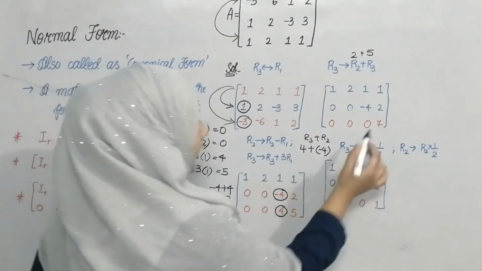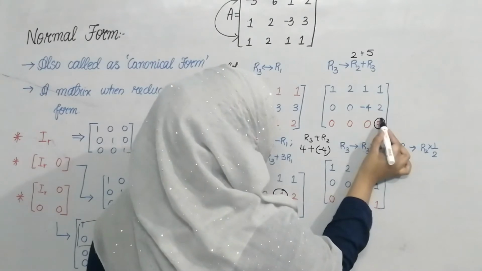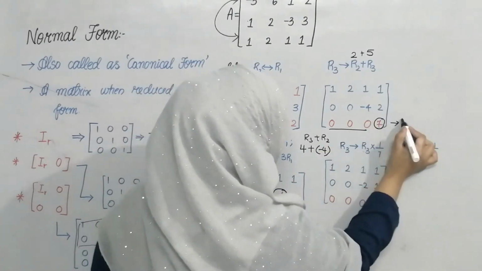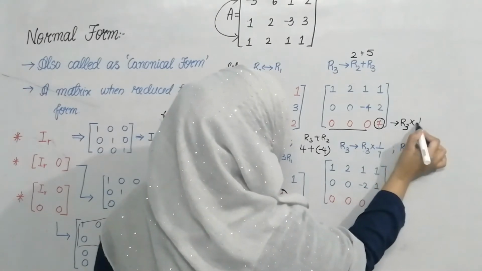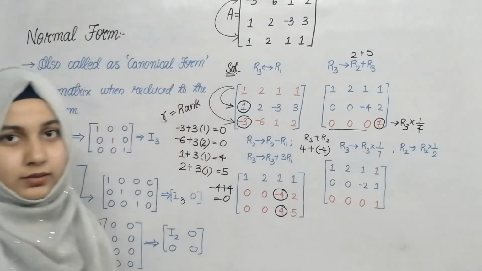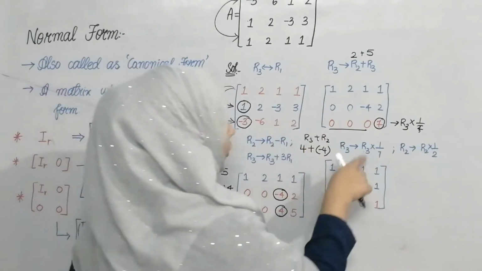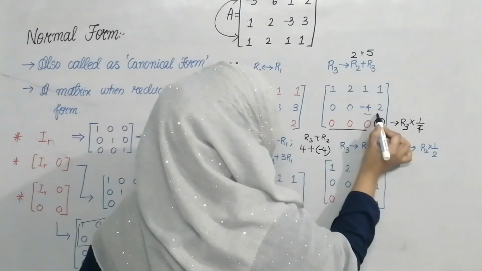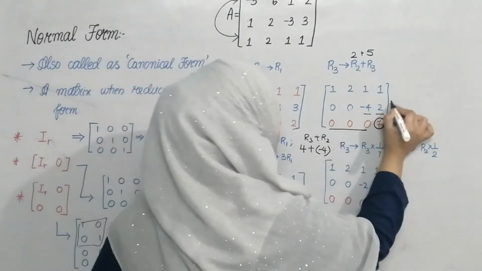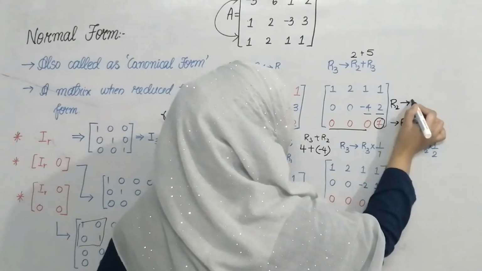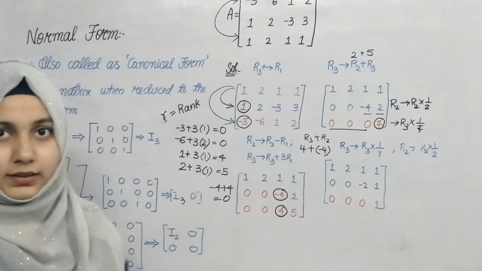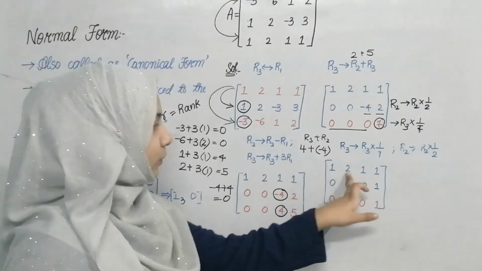Next, this one. Here, this element is 7 and all the rest are 0. So I can multiply R3 by 1 by 7, isn't it? In order to make this 1, I can do it. Also, if you notice here, 4 and 2, multiples of 2 are present. Can I multiply R2 by 1 by 2? Same thing. So row 1 will be as it is.